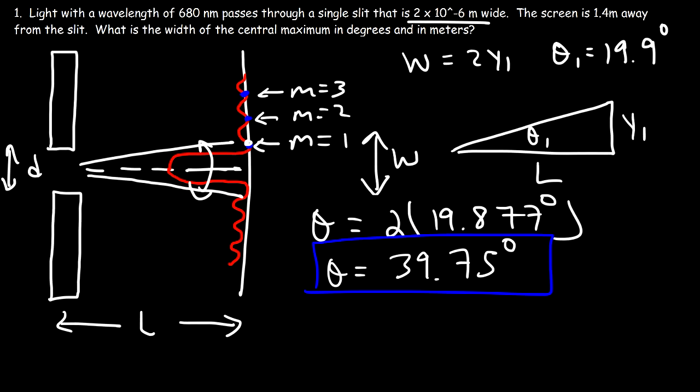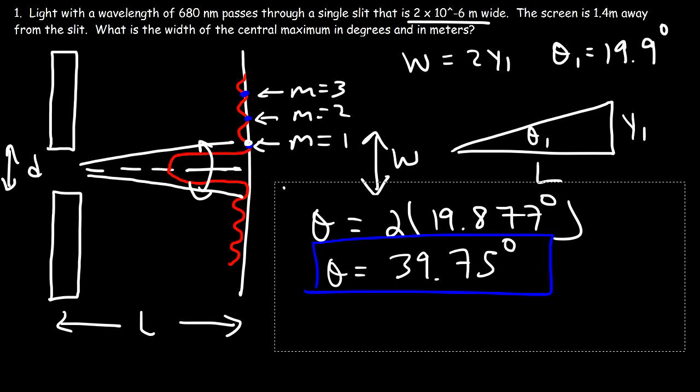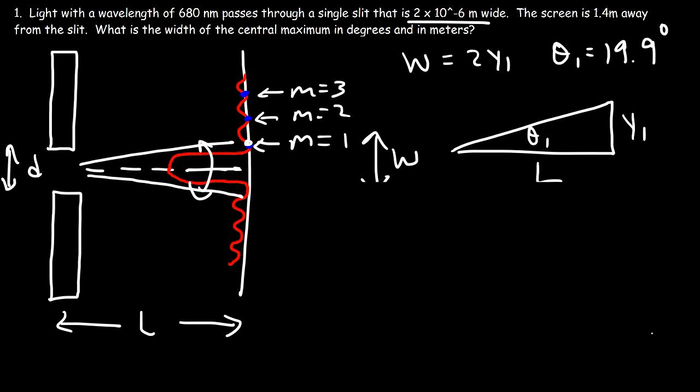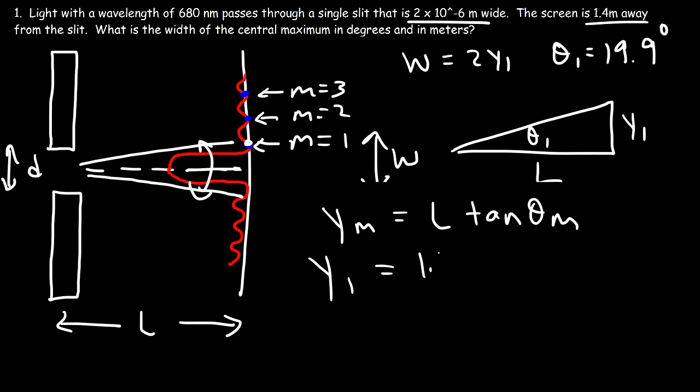Now let's move on to the second part. So we need to calculate y1. So we can use this equation: y sub m is equal to L tangent theta m. So we're looking for y1. L is 1.4 meters. And we need to use theta 1, which is 19.877 degrees.